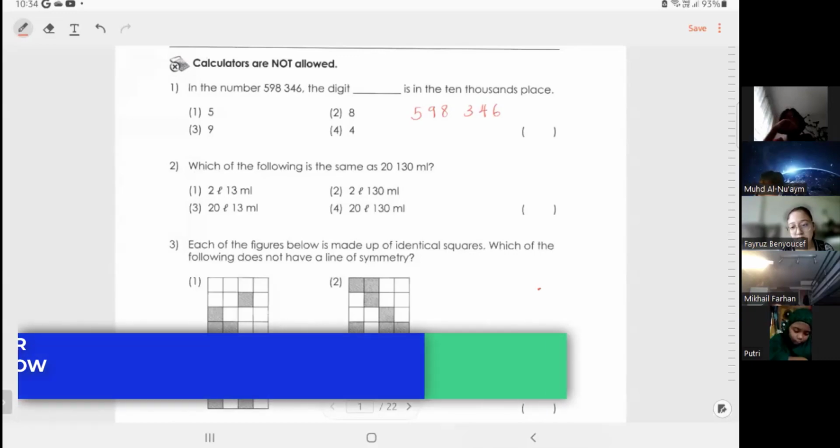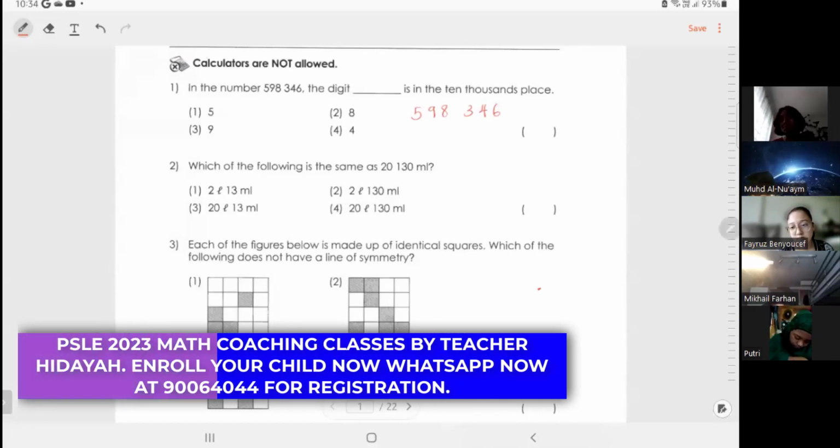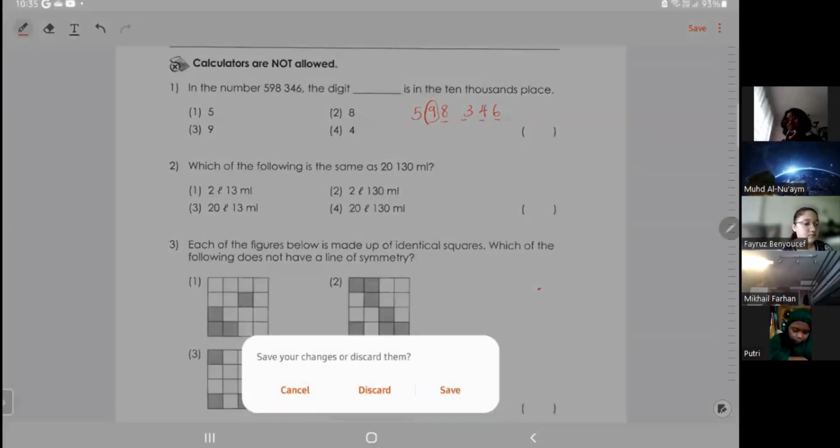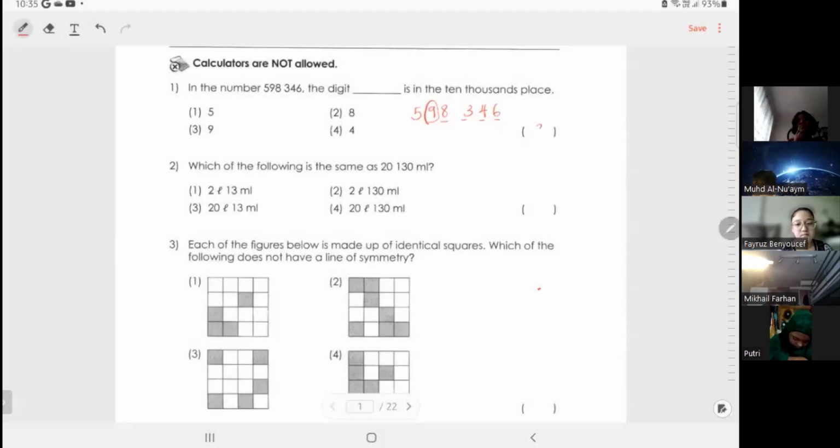Okay, if you do not know this by now. So your 10,000 place, you go back from the back. From the back, it is ones, tens, hundreds, thousands, 10,000. So which one is in the 10,000 place? Digit number 9. Number 3 is your answer. Okay, so give yourself a mark, a tick if you're right.